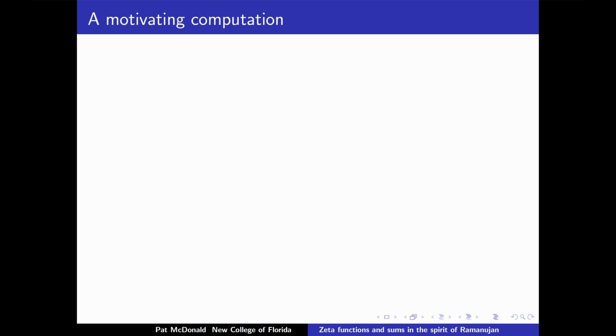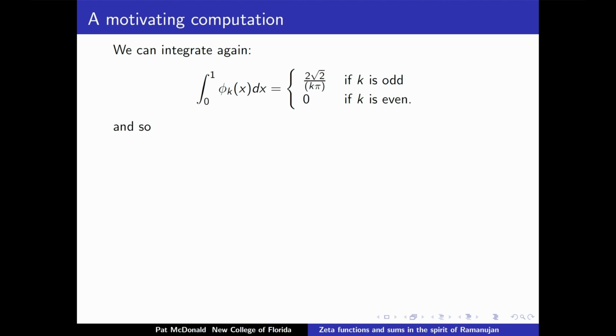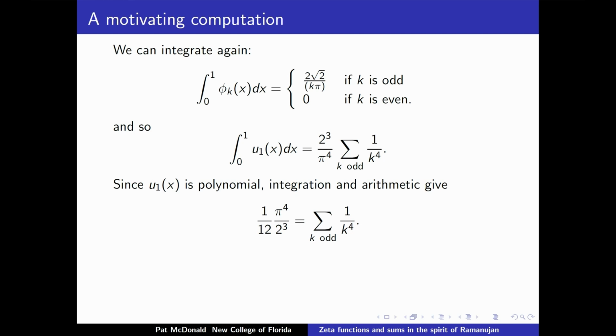Well, I can do other integrals. Here's an even easier one. And once I do these two integrals, I get an expression for the function I started with, an explicit expression that I can integrate. So all I did was piece together those two calculations. That's it. And what you see here is that something that looks like the Riemann zeta function at 4 appears on the right-hand side. And u1 here is a polynomial. I can explicitly integrate that. So I do a little bit of work and I get this.